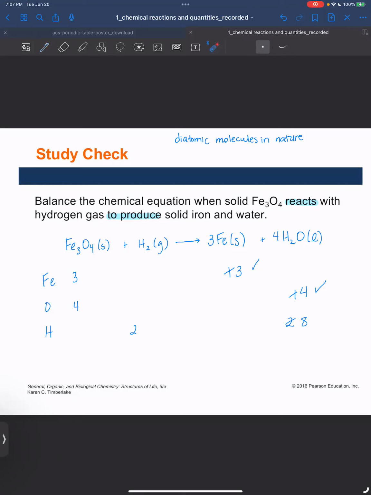And so with that being said, if we have 8 over here and we have 2 over here, what coefficient do you want to add in order to balance the hydrogen atoms? Excellent. You want to add 4 because 4 times 2 is 8. So this is where the table is really handy, because you can keep track of how things change as you start adding coefficients.